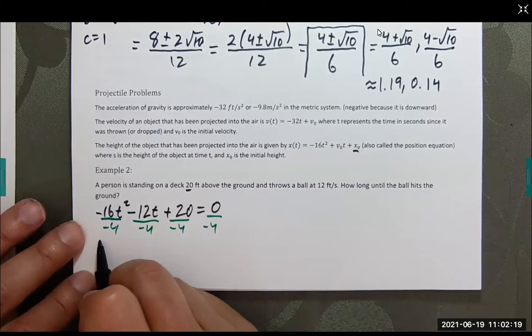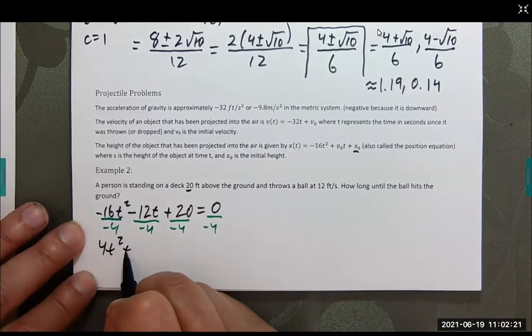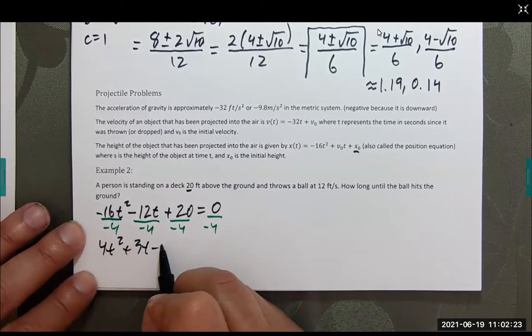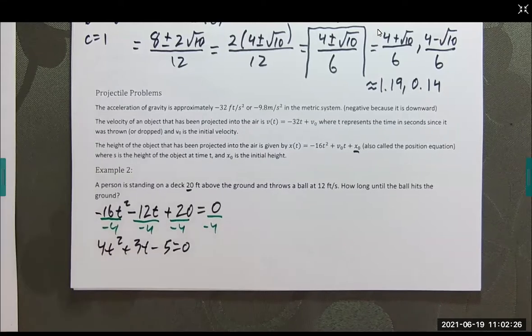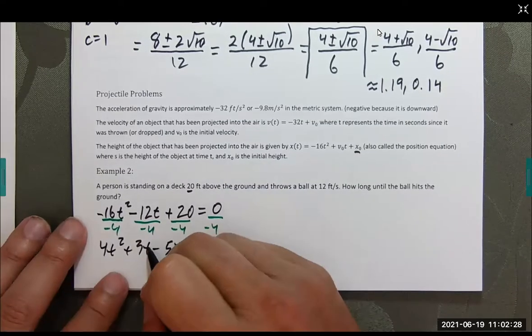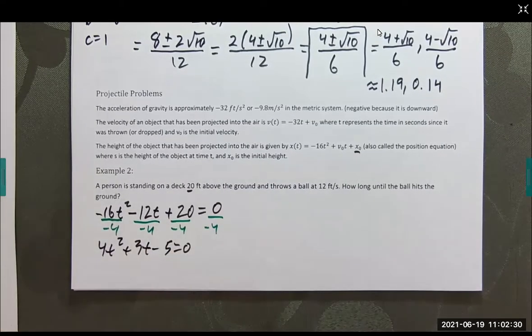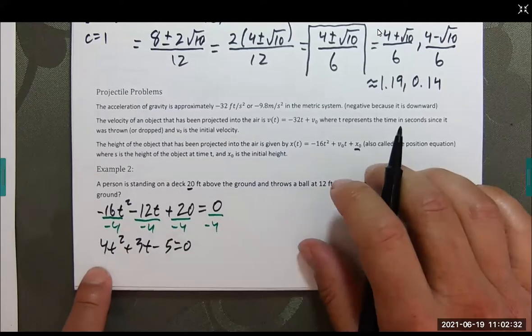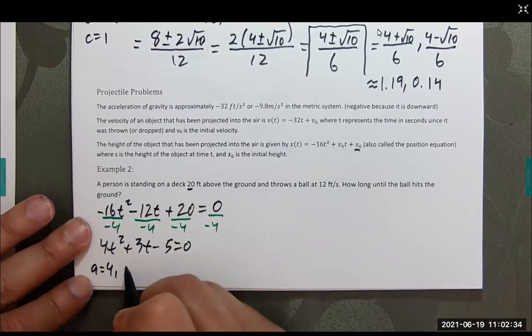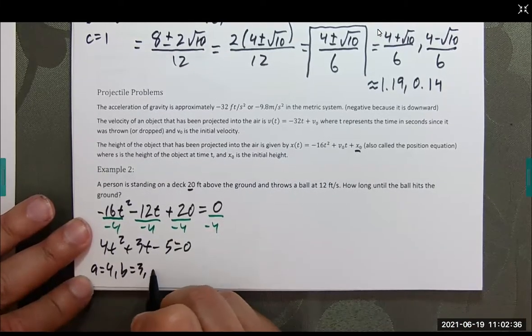So this gives me 4t squared plus 3t minus 5 equals 0. I'm going to use the quadratic formula here. And a is 4, b is 3, c is negative 5.